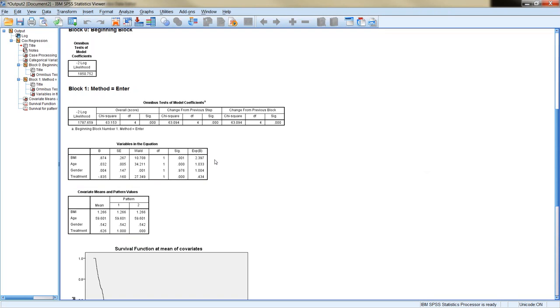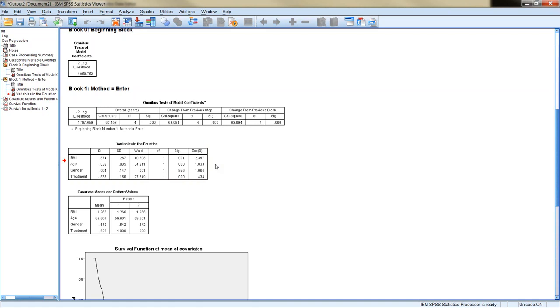We're going to report the SIG and EXP most often whenever we write our reports. What we want to do is look at our hazard rates here. So BMI, let's see what was significant. BMI was significant, age was significant, and treatment, yay, treatment was significant, which we really care about. But also age and BMI were significant. So these are hazard ratios. The hazard ratio for BMI was 2.397.